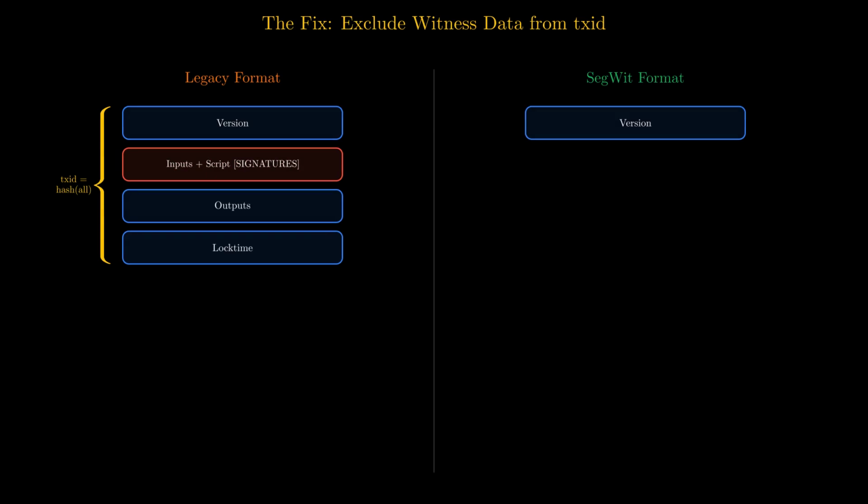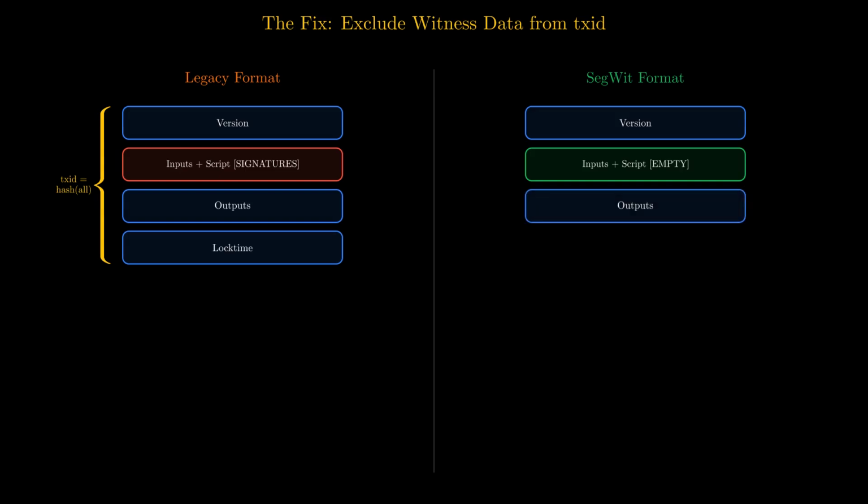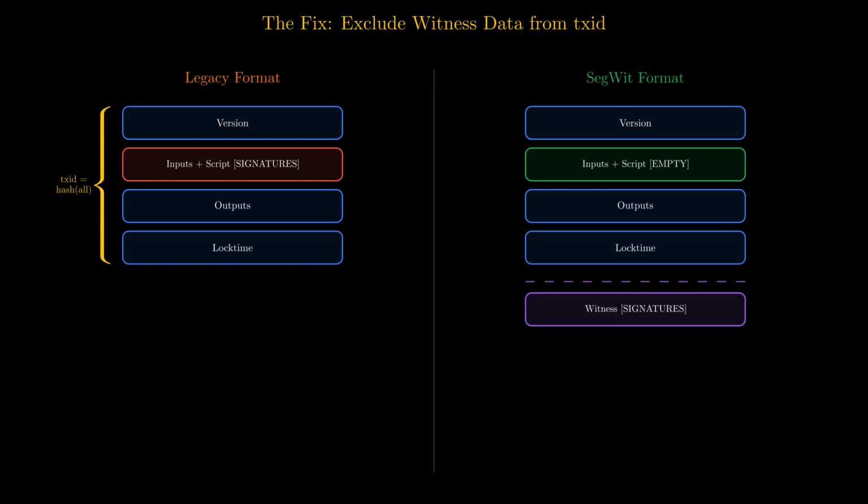Now in the SegWit format, we have version, inputs with the input script left empty, outputs, and lock time. But the signatures aren't gone. A new field called the witness structure holds them separately, outside the main body. The transaction ID hash covers only version through lock time, but not the witness structure. Signatures still exist. Every node still receives and verifies them. SegWit does not remove signatures, it simply moves them.